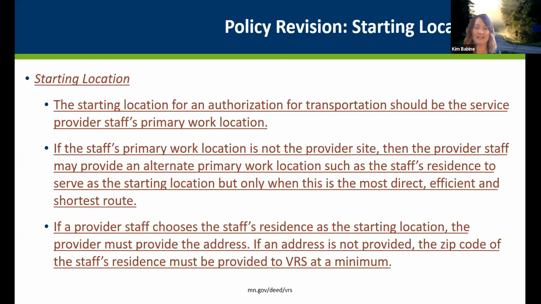And so it obviously doesn't make sense to go an hour and a half back to the office and then back to somewhere in that area where that staff might be. And so that's when you'd want to use the home address. We're hoping that that will work. If someone has an issue with providing their home address, you at least have to provide the zip code. We think that'll get close enough. But we'll be watching this and see how this works out. And if there's issues, then we can adjust as we go. Again, we're looking for the most direct, efficient, and shortest route for these pieces.